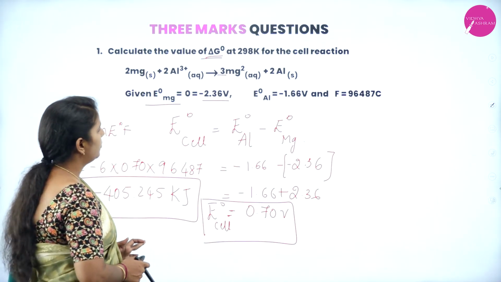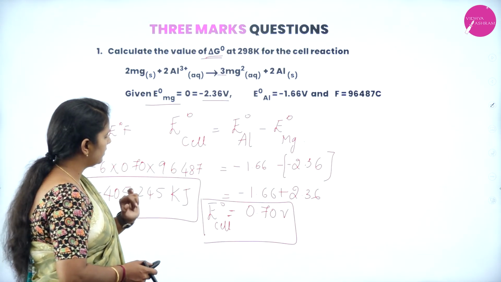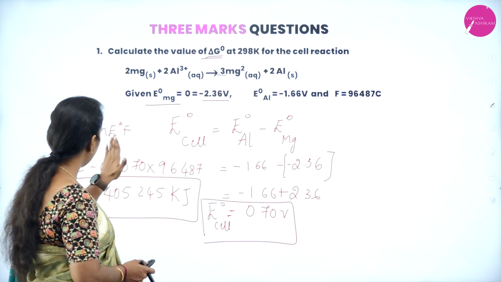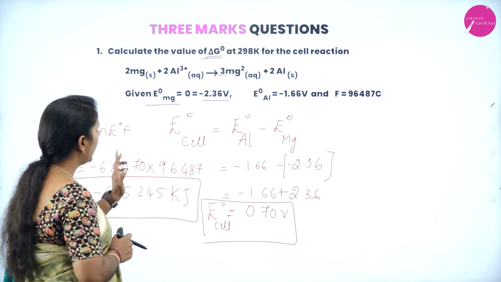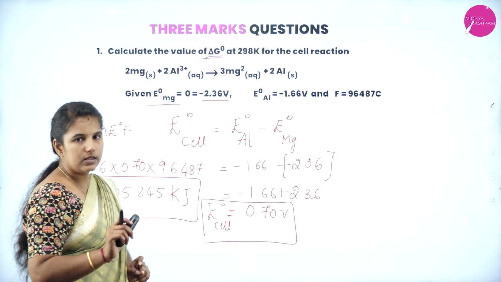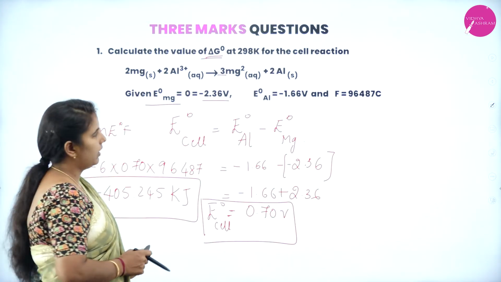Okay. Hope you all understood. For calculating the cell reaction E naught value, you will get 1 mark, and for calculating the delta G naught value, you will get 1 mark, and for placing the correct formula, you will get 1 mark.